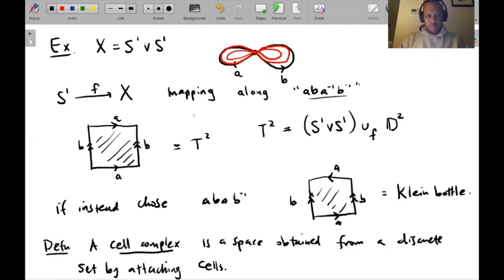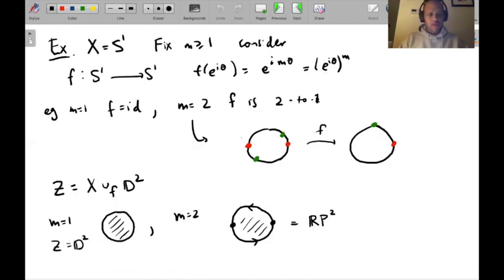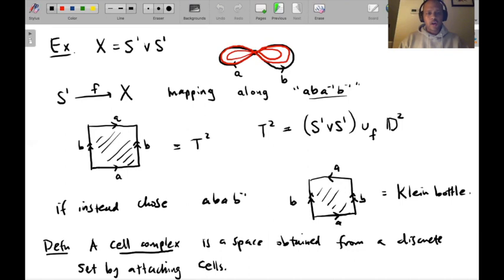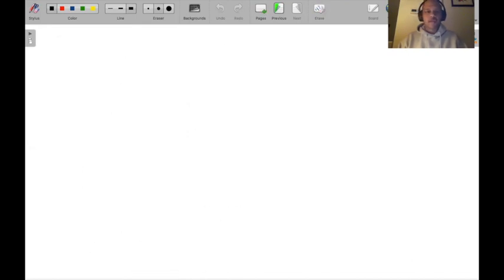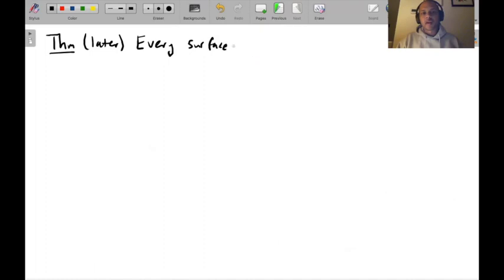So here, these examples that I showed you are illustrating that you can obtain many of the surfaces that we've looked at already as cell complexes. And in fact, a theorem, which we should be able to prove later, says that in fact every surface is a cell complex. So it can be described in this way as building up from cells.